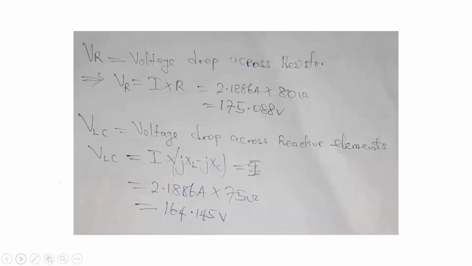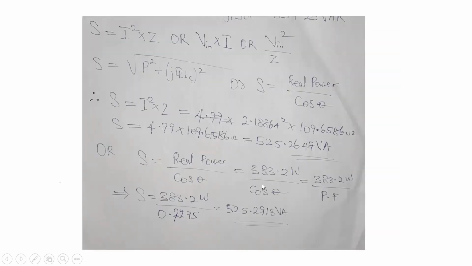To be sure of what you got, let me call the value for you. We got here 525.2647 volt-ampere. Then we say that 383.2 divided by cos theta, and cos theta is 0.7295. It gave us 525.2913. By approximation, they are equal to 0.3.